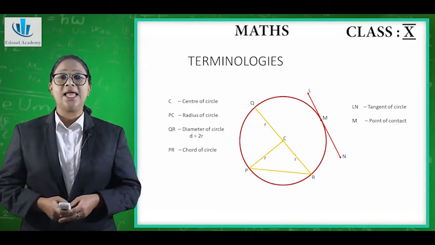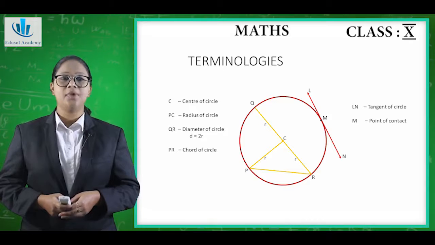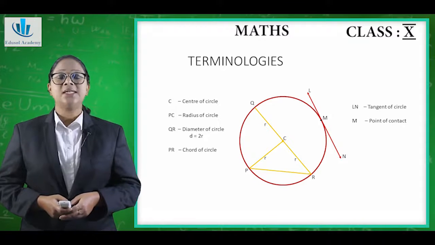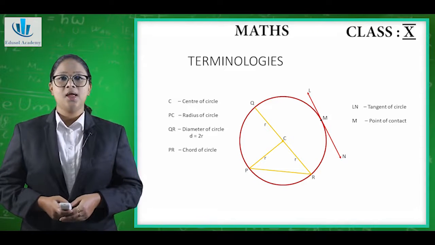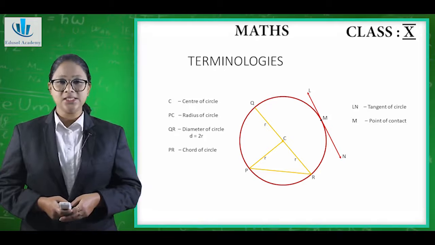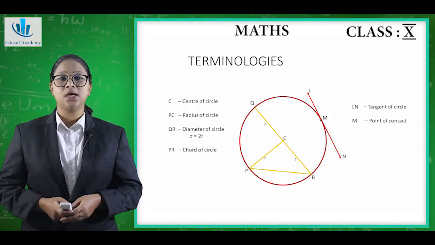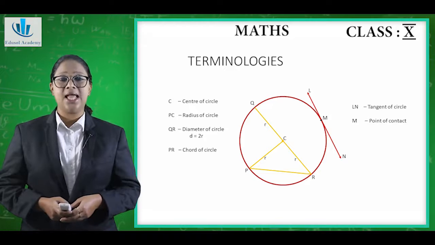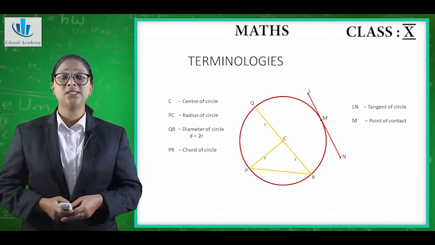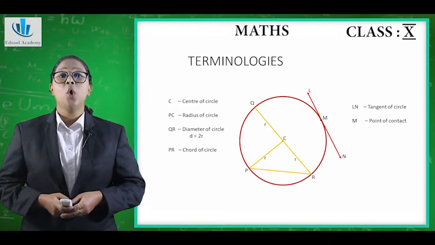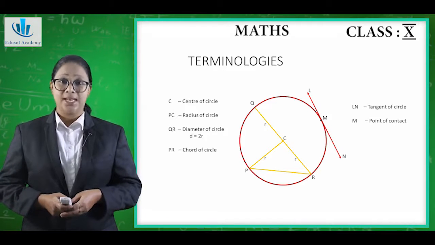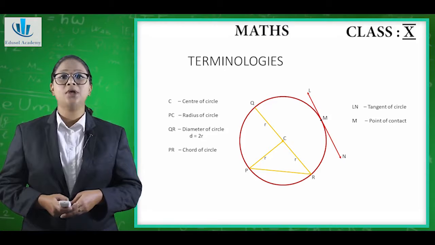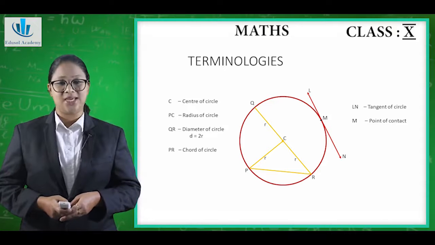You can see the line LN, and that is touching the circle at one point M. Now that line is called the tangent to the circle. What do you mean by a tangent? A tangent is a line that touches a circle at only one point. You can see that the tangent LN is passing only through the point M, or the tangent is coming in contact with the circle only at M. So LN is the tangent and M can be called the point of contact.